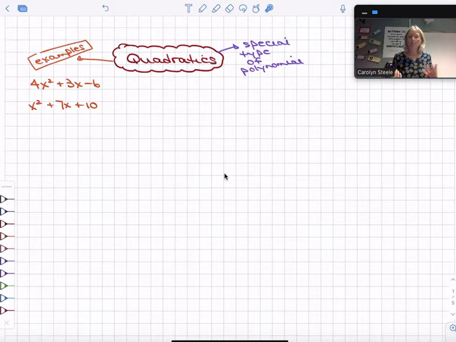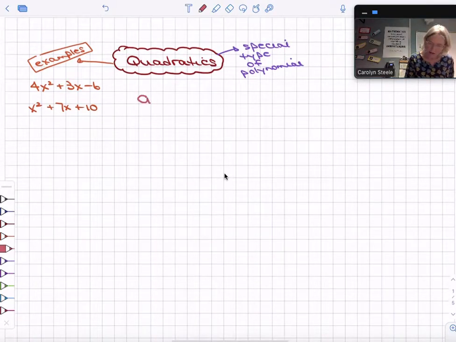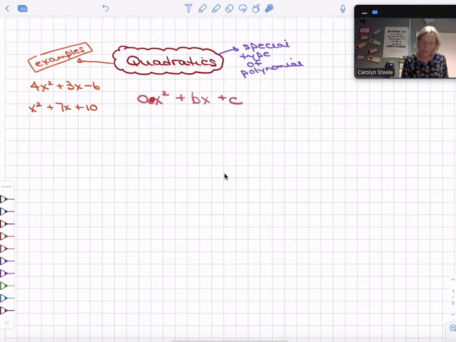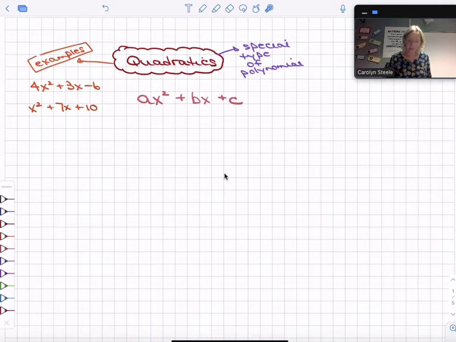All right, so let's define what it means to be a quadratic. A quadratic is going to have the generalized form of ax squared plus bx plus c. This is telling us that we're going to have some number times a variable being squared, plus some number times a variable to the first power, plus some number or constant. We have names for each of these three terms. Notice this one is a trinomial.